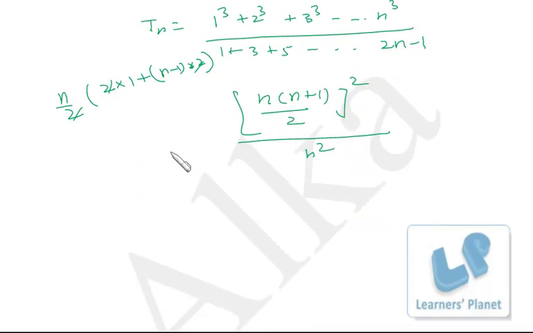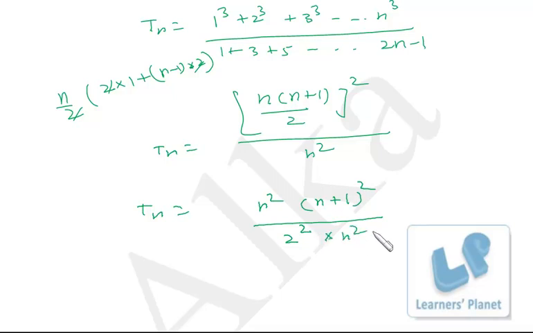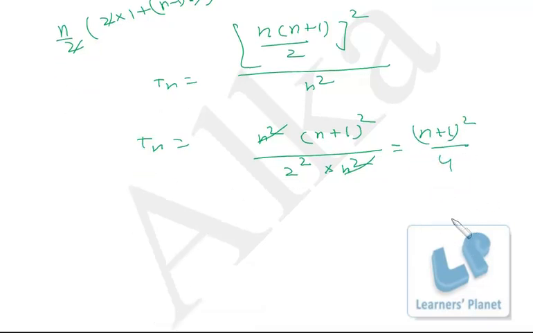So this is what the nth term is. So nth term is n square, n plus 1 whole square by 2 square, and by n square. So this will be here. So precisely n plus 1 whole square by 4, this is the nth term. So we can take the summation to find out the sum.